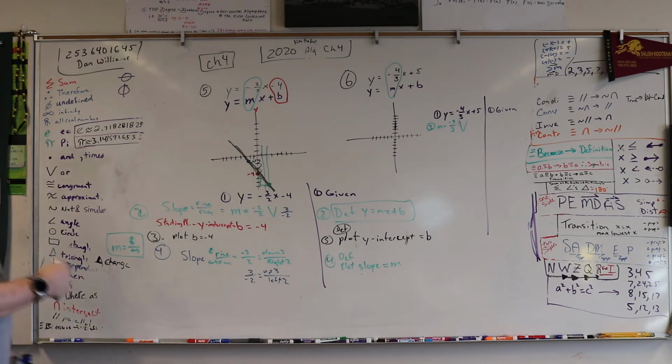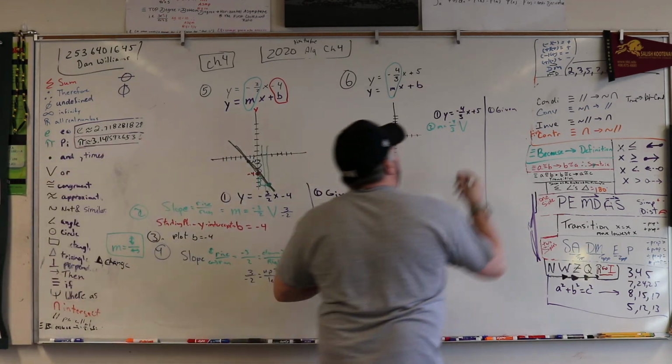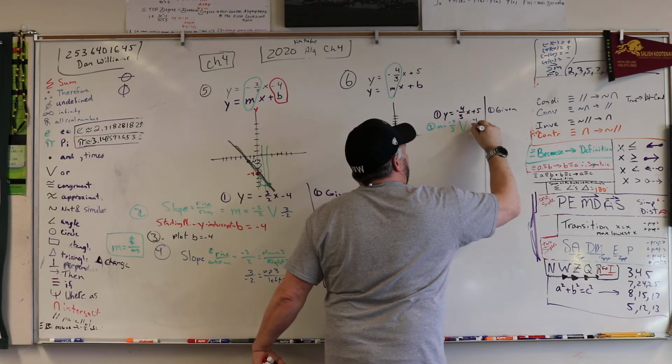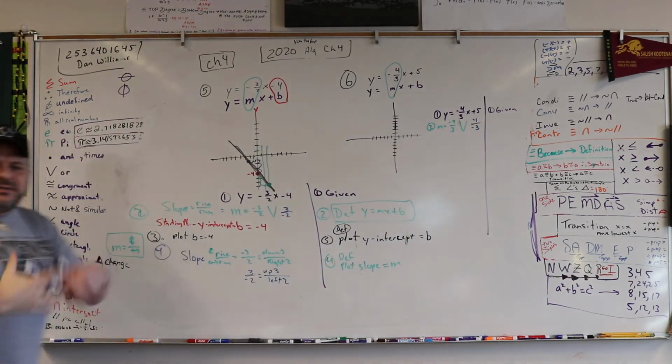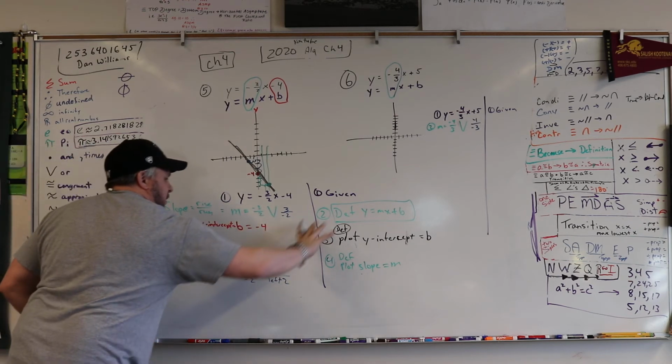Instead of negative 4 over 3, over negative 3, we're going to have 4 over negative 3. See how condensed this can be? It doesn't have to be all of this, right?